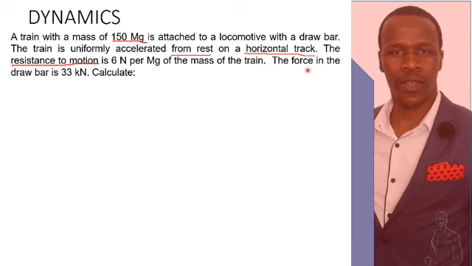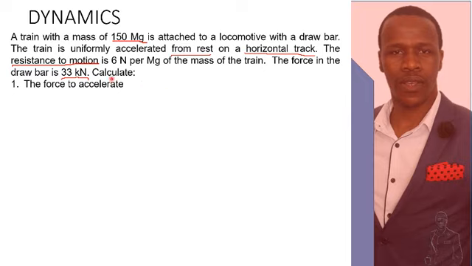Then it goes on to say the force in the drawbar is 33 kilonewtons. Obviously, this is your Ft. Now we have with us Ft, we have mass, we have Fr, we have u, and we know that the conditions are for horizontal movement. Alright, then let's see how we're gonna do this.